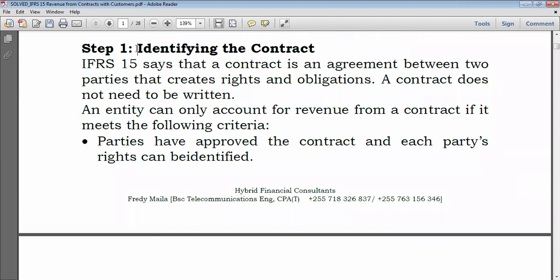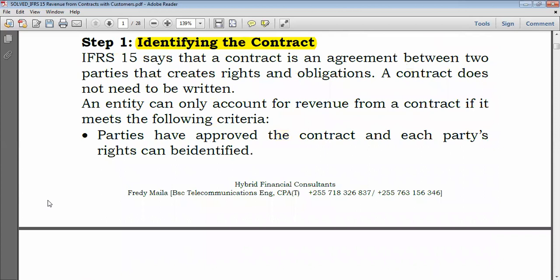So as I just said, step one, identifying the contract. You are still into that. You have to get into details on these steps because they are everything when doing the questions. Actually, the last step would be more crucial, but we have to take one step at a time because each step actually counts.